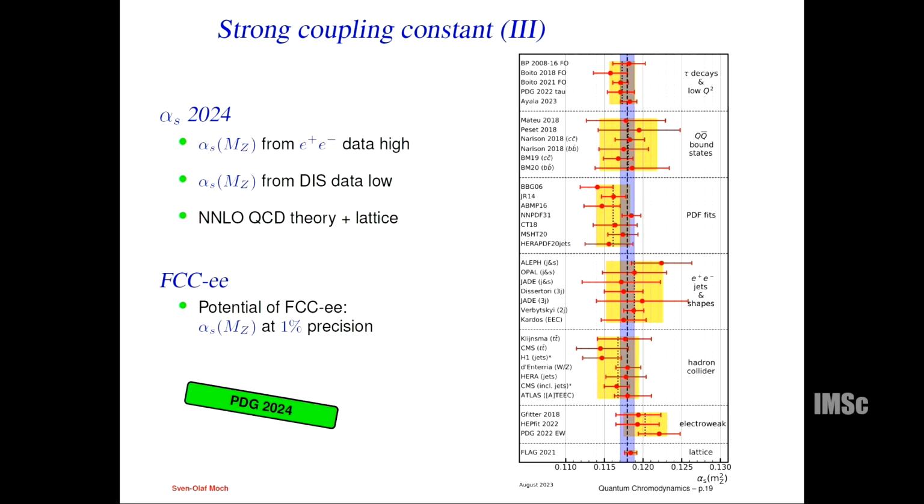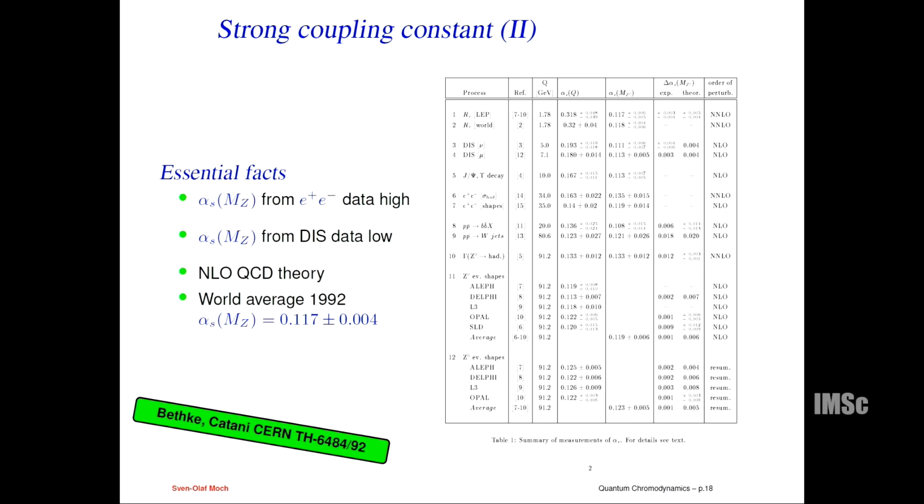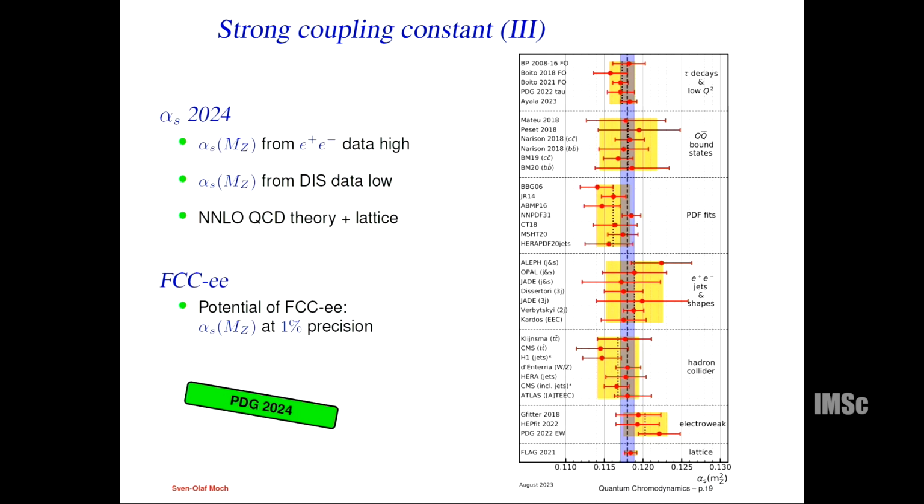So basically on the side of data extraction, or data to theory comparison, the situation hasn't changed much. We have improved our theory predictions. Back then, next-to-leading order QCD theory predictions were available. Now we have moved to next-to-next-to-leading order QCD theory predictions. But we haven't really gotten any further in understanding this. There is some potential for alpha S extractions at future colliders, like a future circular collider with electron-positron collisions. People claim that you can extract alpha S at percent level precision.